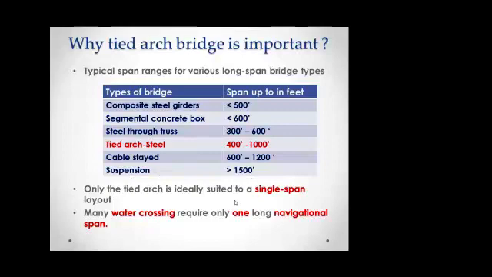Tied arch is ideally suited for a single span. Wherever you want a single span bridge, we use the tied arch bridge, because we need not have piers inside the river flow. Many water crossings require only one navigation span, so there should be no obstruction to the river movement. We should have only one span, so we recommend the tied arch bridge.